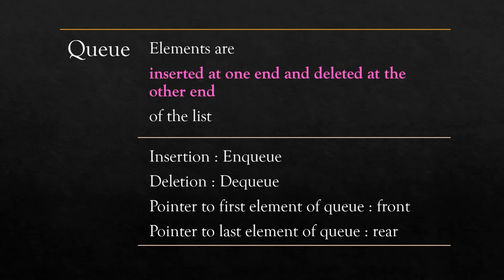The insertion operation is often called the NQ operation and the deletion operation is called the DQ operation. The pointer to the first element of the queue that we have been referring to as first is usually referred to as the front pointer, and the pointer to the last element of the queue that we refer to as last is usually referred to with the word rear.